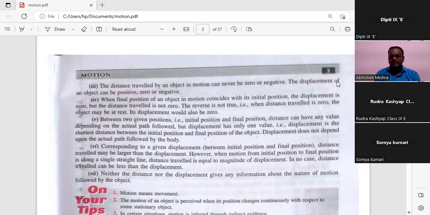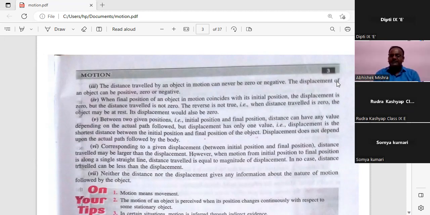Yes, sir. How can the displacement be negative? Okay, displacement, definitely, Dipti. Just a moment. You see, when the final position of an object in motion coincides with the initial position, the displacement will be zero because at that time there is no shifting.